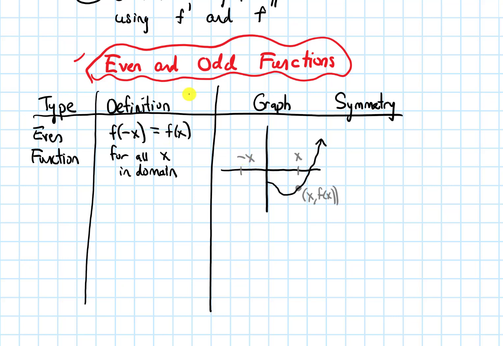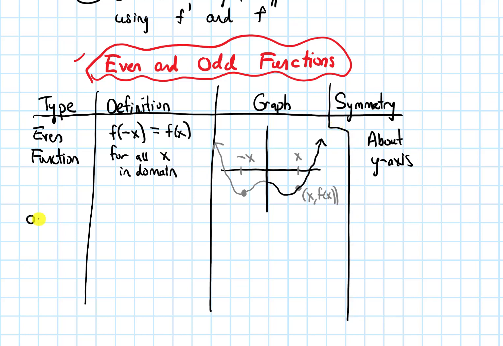So graphically what happens is that's going to make the graph sort of be a mirror image of itself across the y-axis. Not a perfect picture, something like this. Alrighty, so the symmetry that this graph has is it's symmetric about the y-axis. It looks like a mirror image of itself across the y-axis.